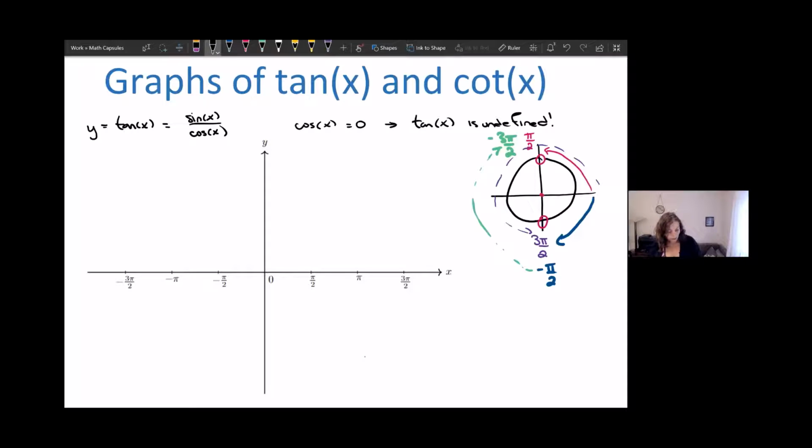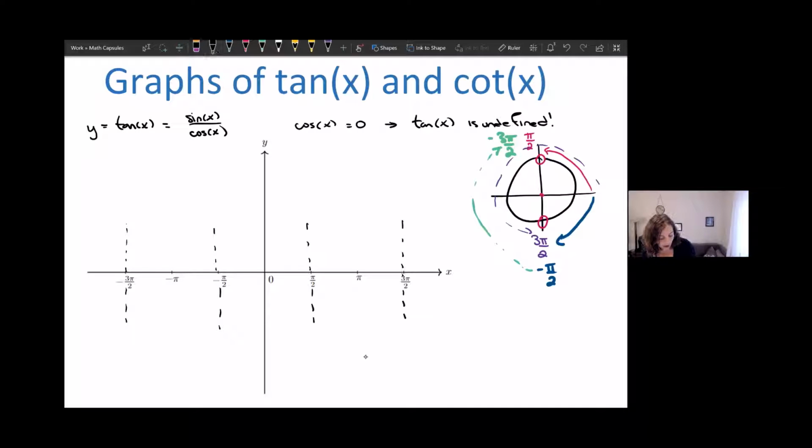I'm going to mark those on my graph. That's at negative 3 pi over 2, negative pi over 2, pi over 2, and 3 pi over 2. So I don't quite know yet what's happening at those points, but I know that I can't draw any graph there. All right, next thing I'll do is the same thing, but for sine.